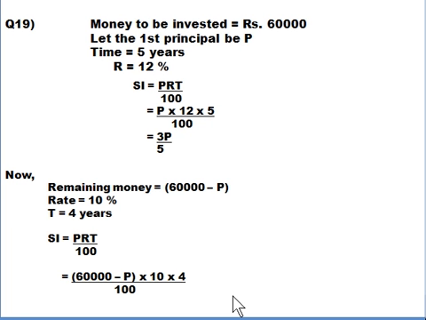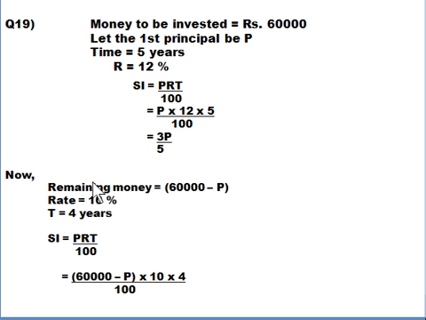So again there are two cases. The total money invested is given as 60,000. Kindly see on the screen. The money invested is 60,000. Let the first part of it that was invested be P. So let the first principal be P. Time is given as 5 years, rate is given as 12%. Applying the formula of simple interest, that is PRT upon 100, you are going to get the value of simple interest as 3P upon 5.